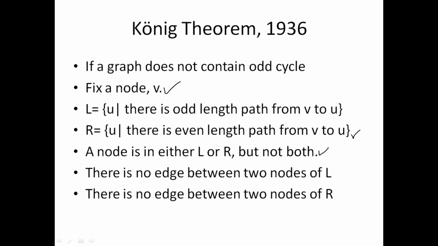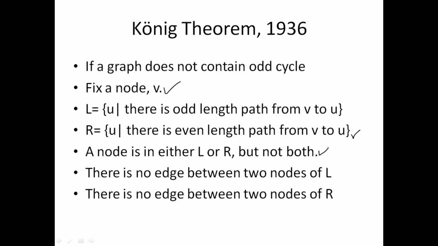If there is an odd path and an even path, so if there is a path from a vertex U to the node V of odd length, and there is another path from U to V of even length, then what I can do is start with U, go to V with odd length, then come back from V to U with the even length. So I have created a cycle of odd length. Okay, let me repeat. A vertex has to be in either L or R. It cannot be in both L and R.